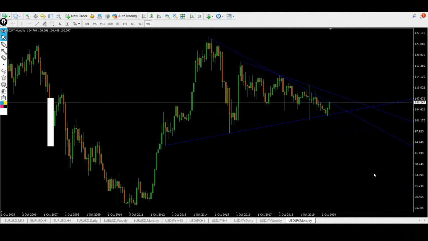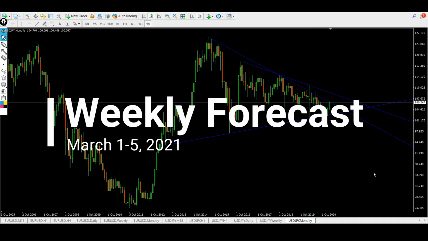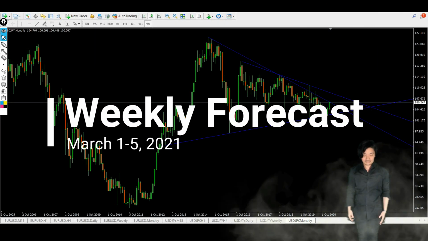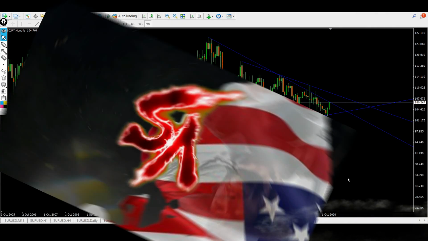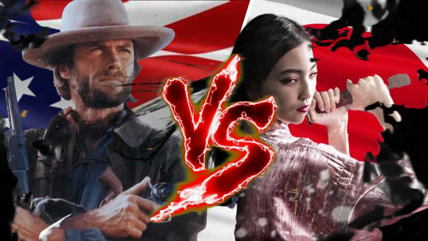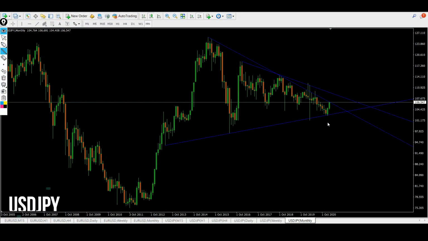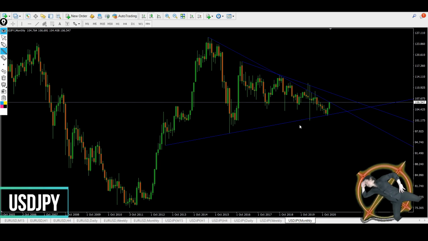Hey guys, this is a weekly forecast for March 1st through the 5th of 2021. Okay, we'll start off with the USDJPY pair. This is a monthly chart. We'll start off with an overview.